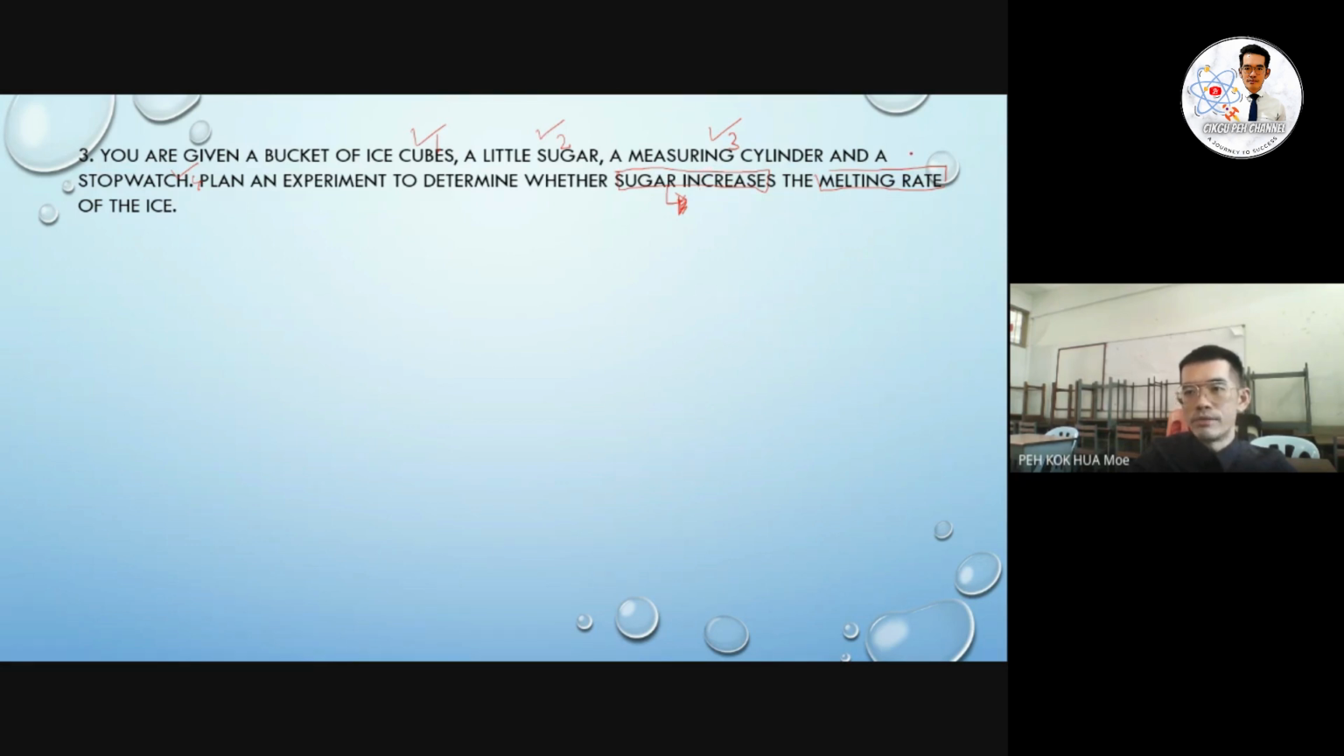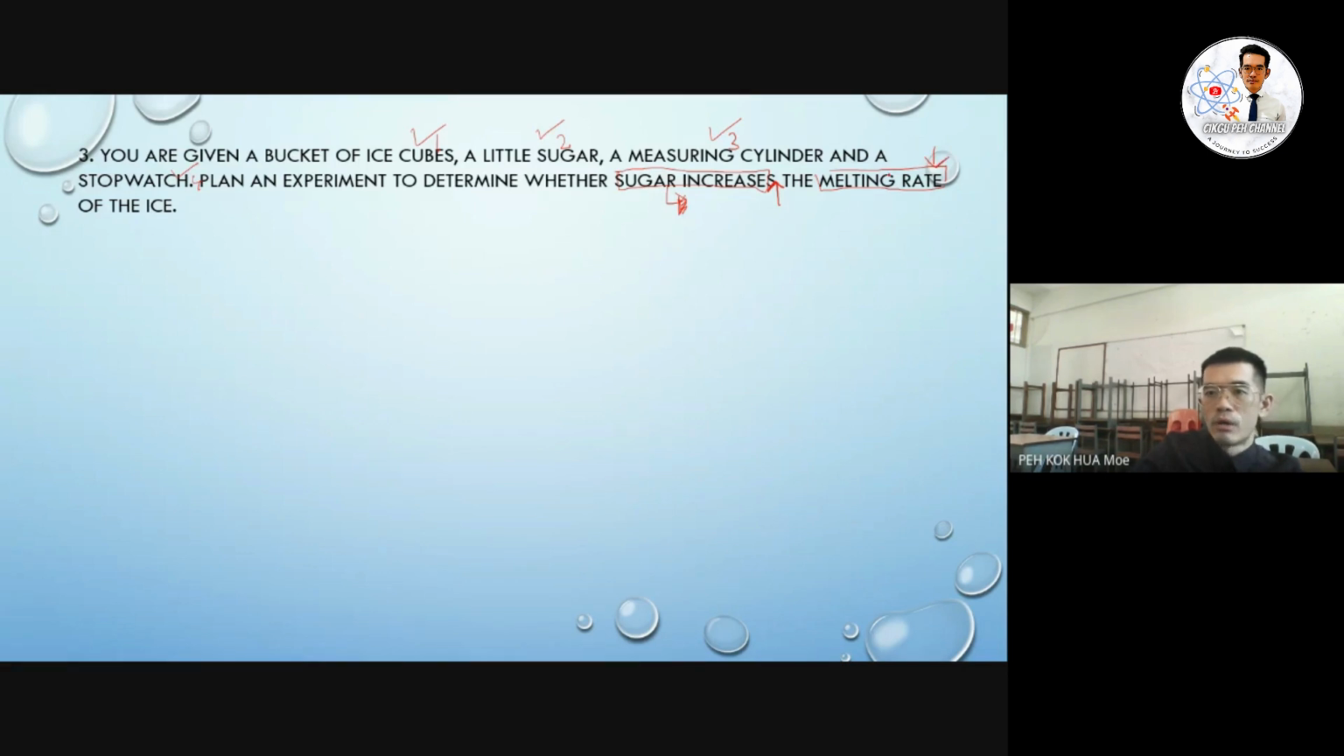So as the amount of sugar increases, the mass will increase and the density will increase. From the theory, we know that when we add more sugar, the melting point will decrease. That means the melting rate will also decrease, because the melting point is already lower than 0 degrees Celsius, so more heat is needed to change the ice into water. So we expect that when the amount of sugar increases, the melting rate will decrease.